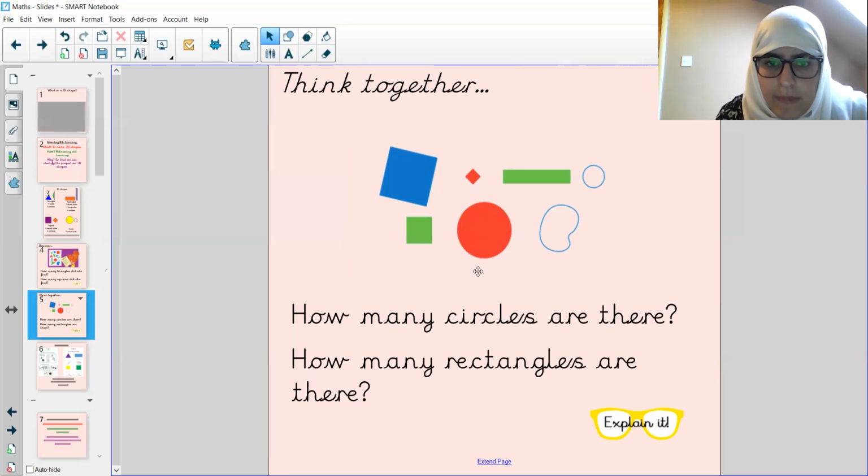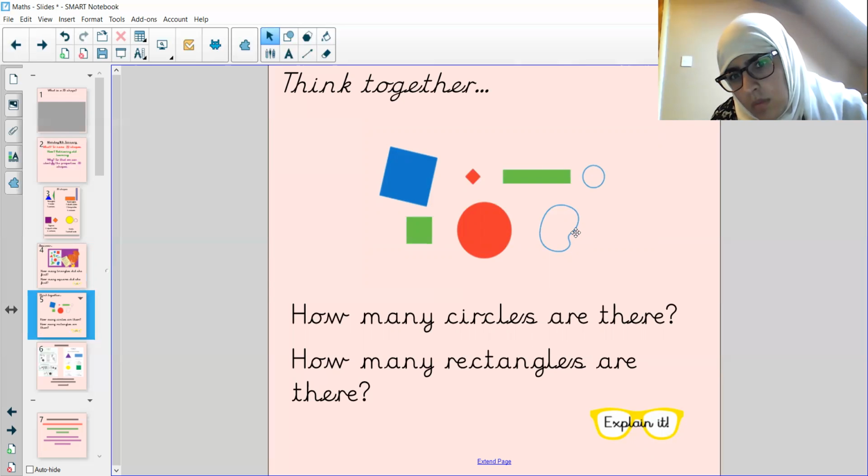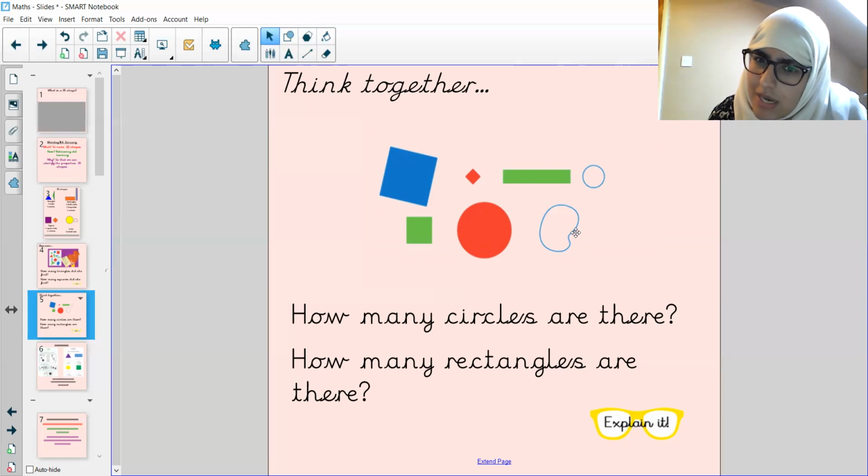So let's look at this one. Yep, that one has definitely 1 curved side. But this one, it looks like a circle, but is it 1 curved? Not really. It looks like a bit of a blob to me. So I'm not going to say that is a circle because you can see that dip there. So that is a no from me.